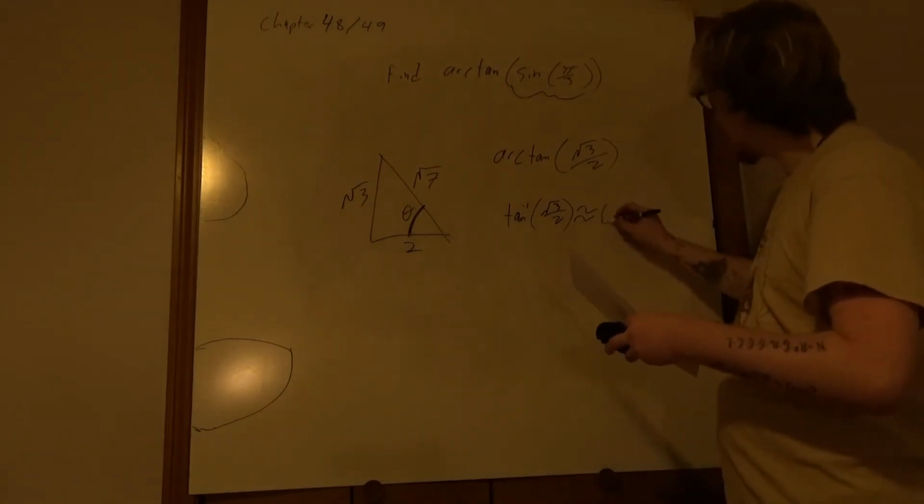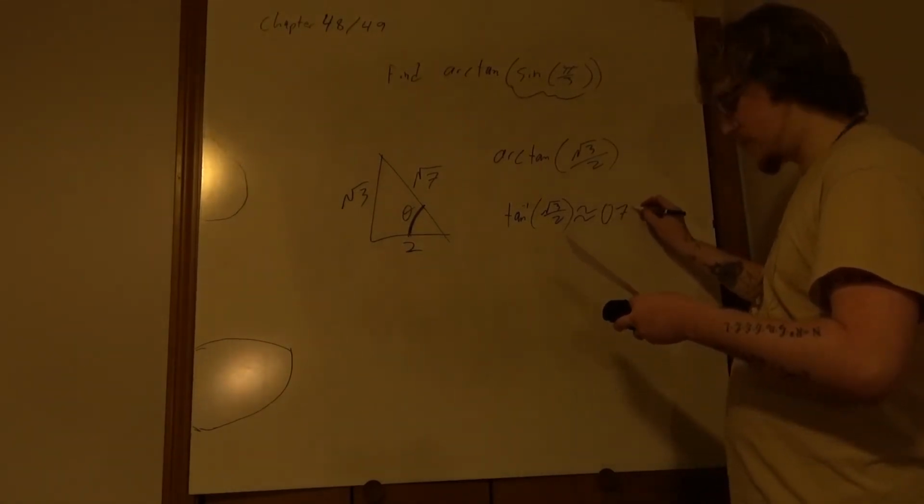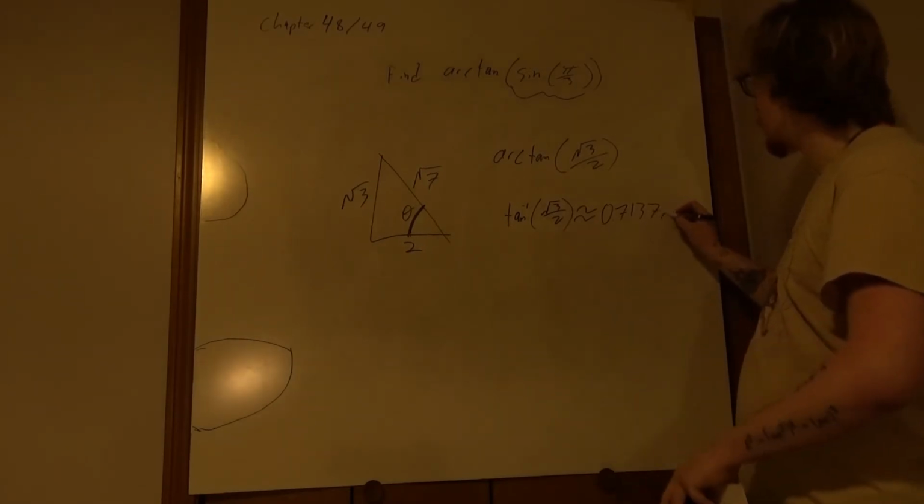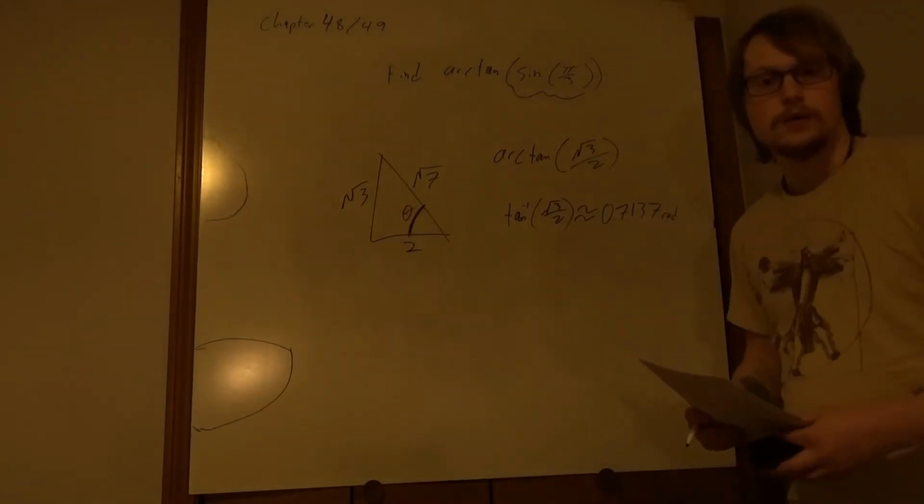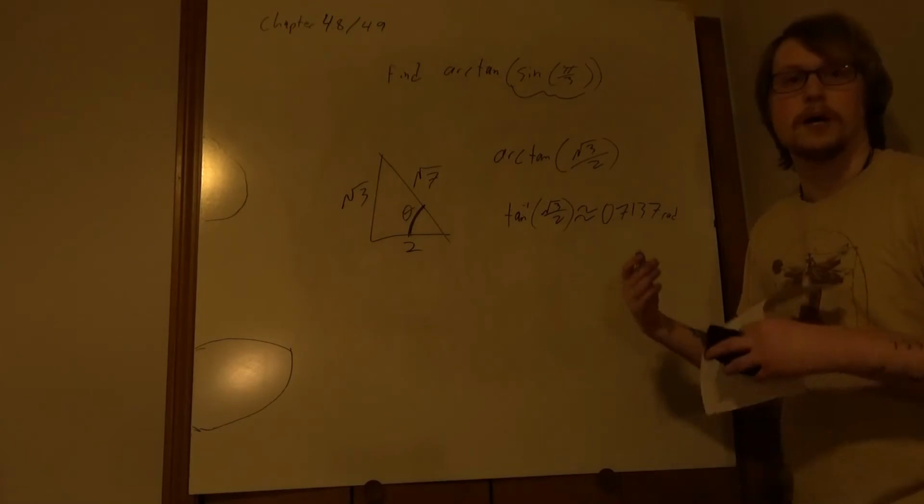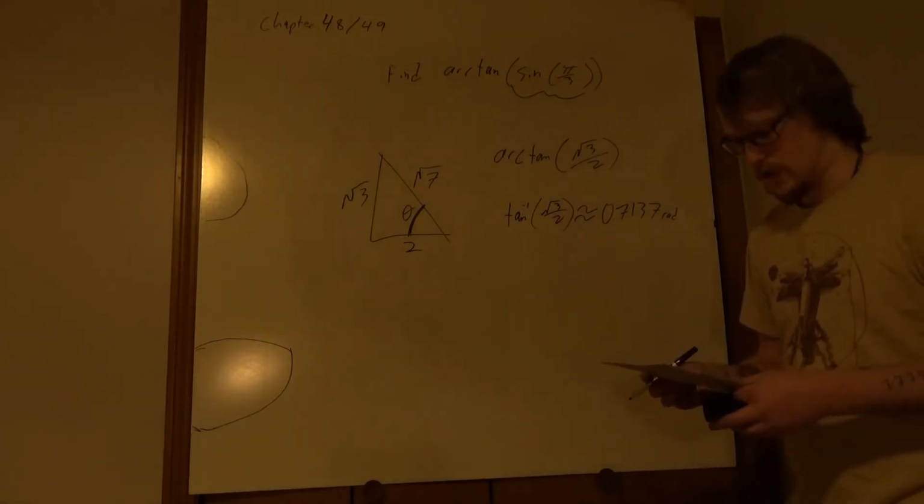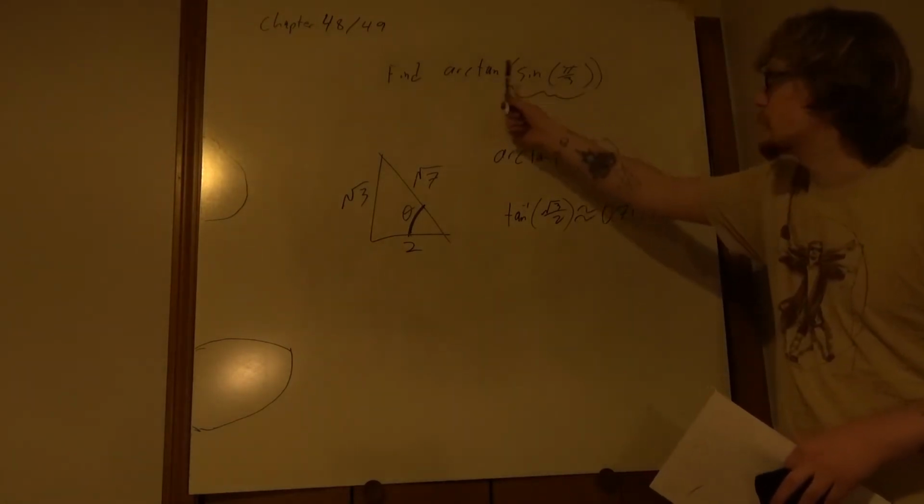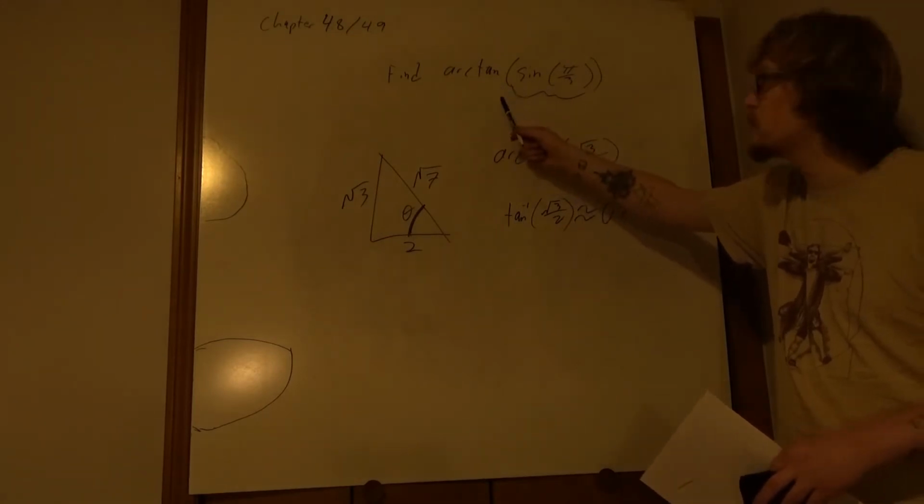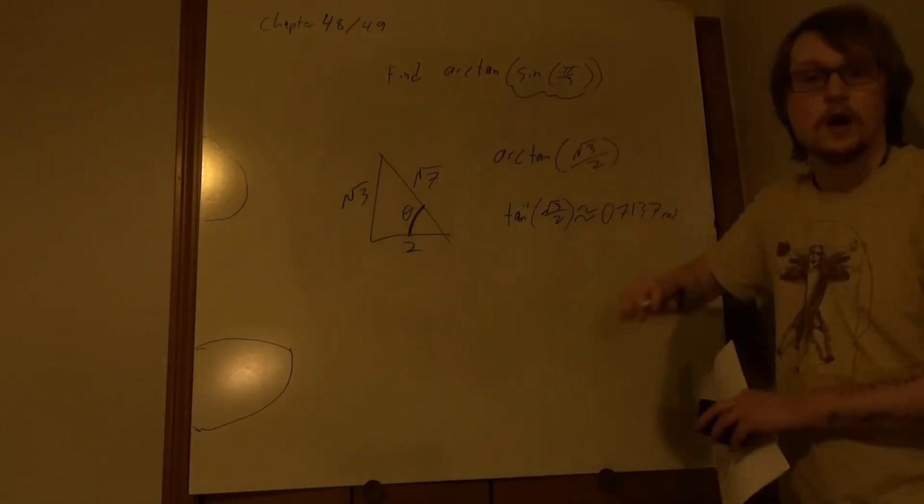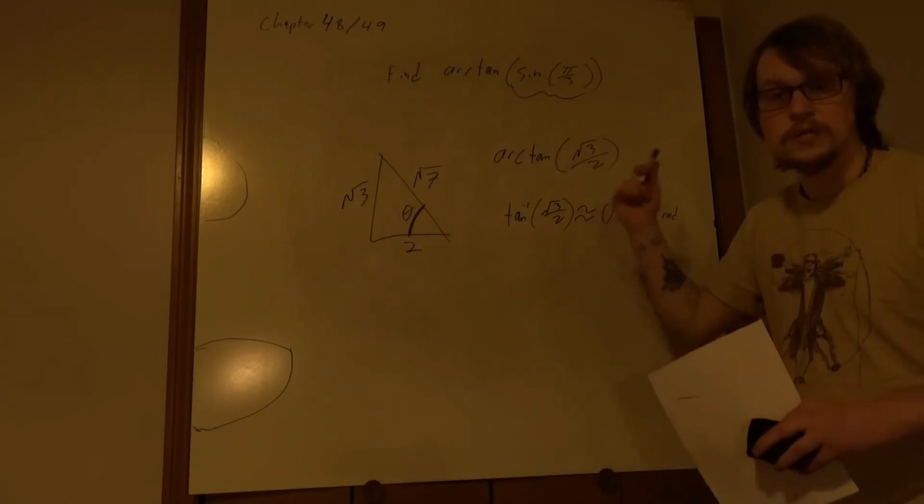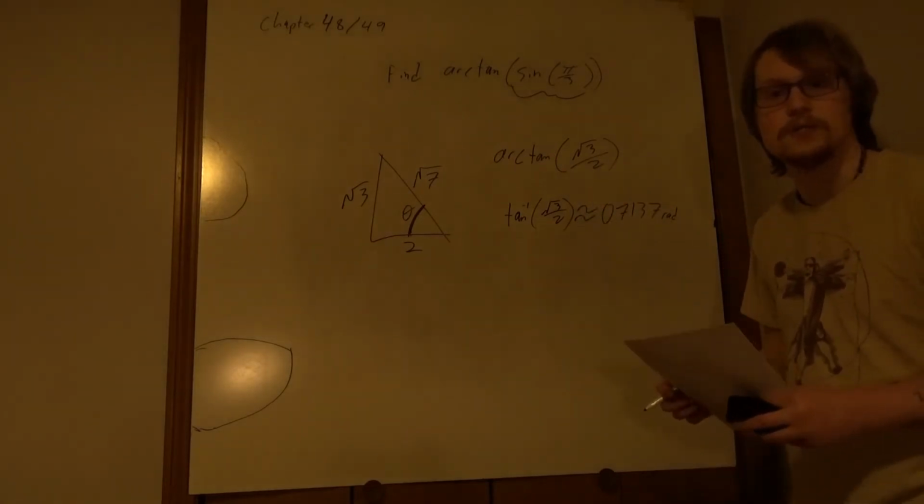It is approximately 0.7137 radians. And so we can try to figure out what that's close to, but it's not super important. The important part is that we understand how to take these types of problems, and even though arctan and sine are not inverses of each other, we can still interpret what this is saying, and we can still find an answer.